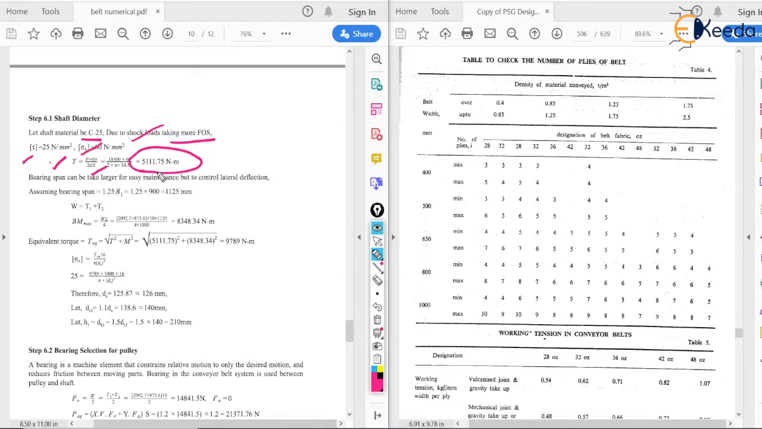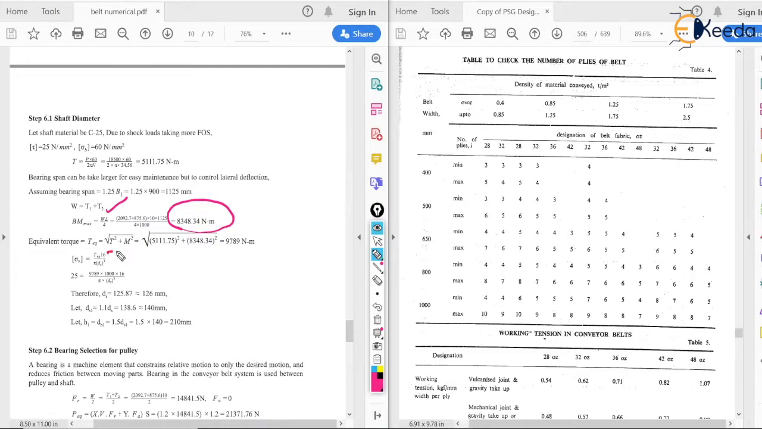Now the bearing span can be taken larger for easy maintenance but to control lateral deflection, we assume the bearing span is 1.25 B1. So 1.25 B1 it is 1125. The B1 we have already calculated. Now next we have W, which is equal to the load, that is T1 plus T2, and the maximum bending moment is equal to WL by 4. From this we get the value of maximum bending moment, that is 8348.34. T1 and T2 values are already known to us, that we have already done in belt design.